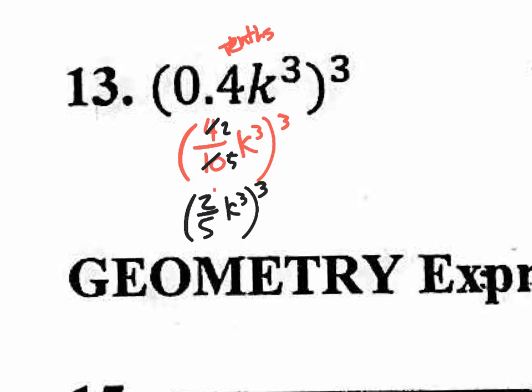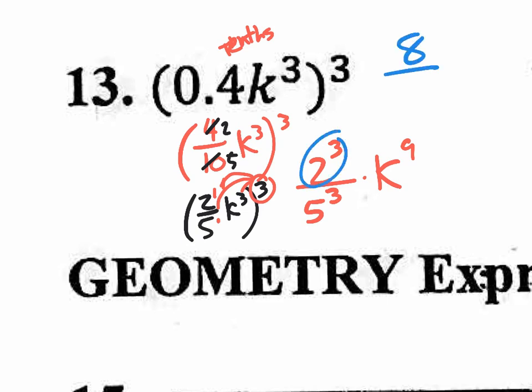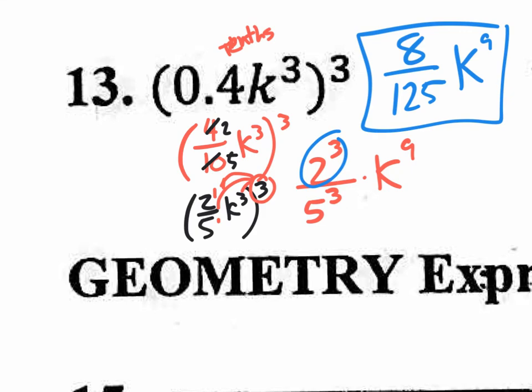And of course, you could now distribute this 3 and multiply it with the inside exponents. So you'd end up with 2 to the 3 over 5 to the 3 times k to the 9th, because 3 times 3 is 9. And if you work this out, 2 to the 3 is 8, so you have 8 up on top. 5 times 5 is 25, times 5 is 125, and then the k to the 9th. There's your final answer for number 13.